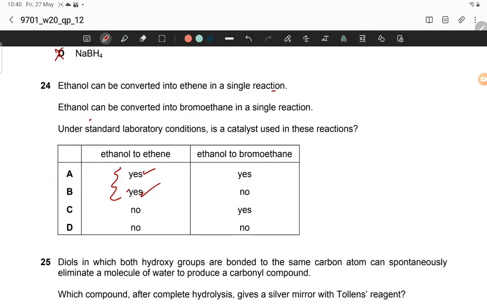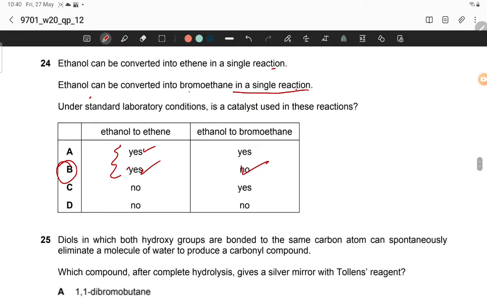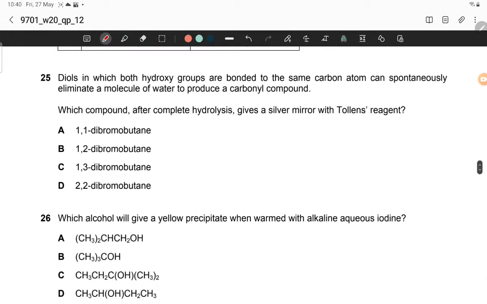Ethanol can be converted into bromoethane in a single reaction. No, it is not in a single reaction. It is in two reactions. So it is not in a single reaction. So B is the correct option.